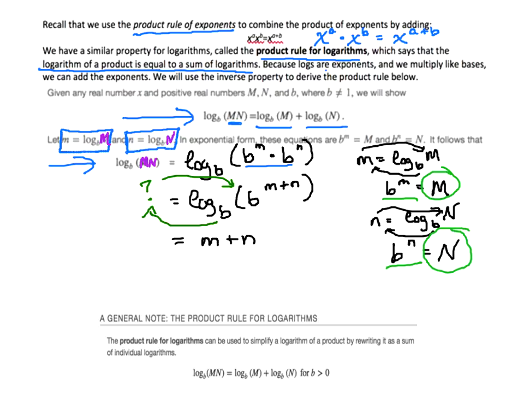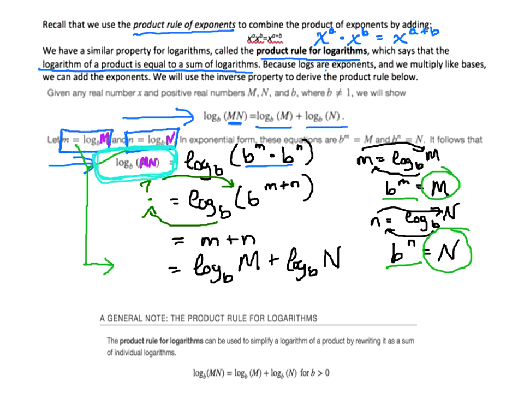And now I can go way back to the beginning and note that I had called lowercase m and n log base b of M, log base b of N. So this is equal to log base b of uppercase M plus log base b of uppercase N. So what we have successfully shown here is that when I start out with the log of a product, log base b of some product M times N, that is the same exact thing as taking log base b of M plus log base b of N. And that is called our product rule of logarithms.